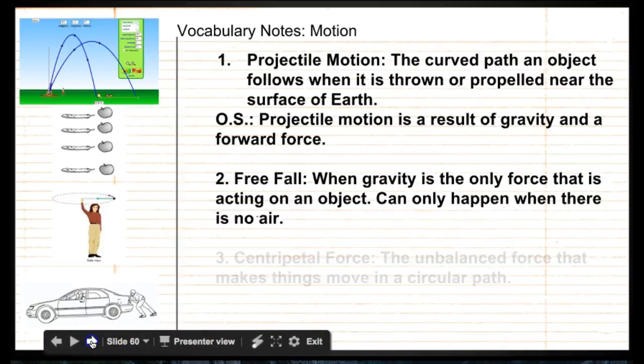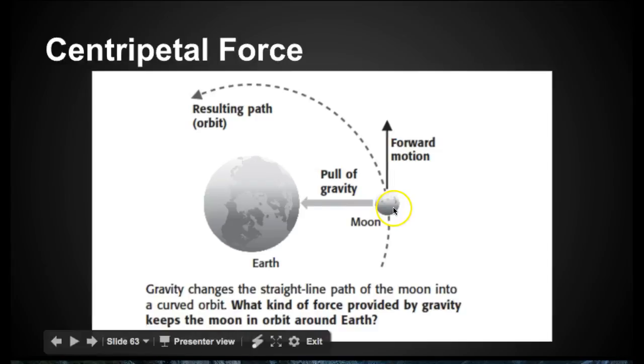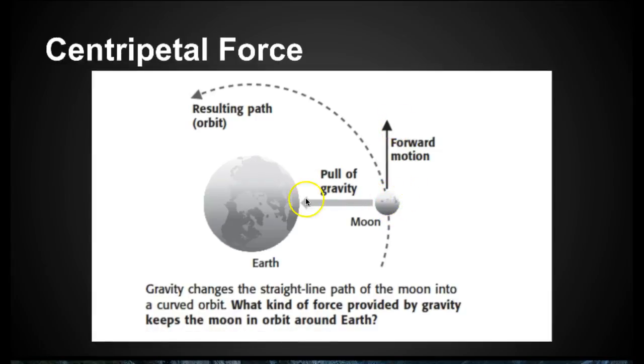For number 3, centripetal force. Centripetal force is the imbalanced force that makes things move in a circular path. This is a picture that matches, and let me explain it a little bit more. Centripetal force is when there's a forward motion and the pull of gravity, and you can see these circular patterns develop, like the moon going around us. It's because the moon wants to go forward, but gravity is pulling it this way, so you have these circular orbits, which is called centripetal force.